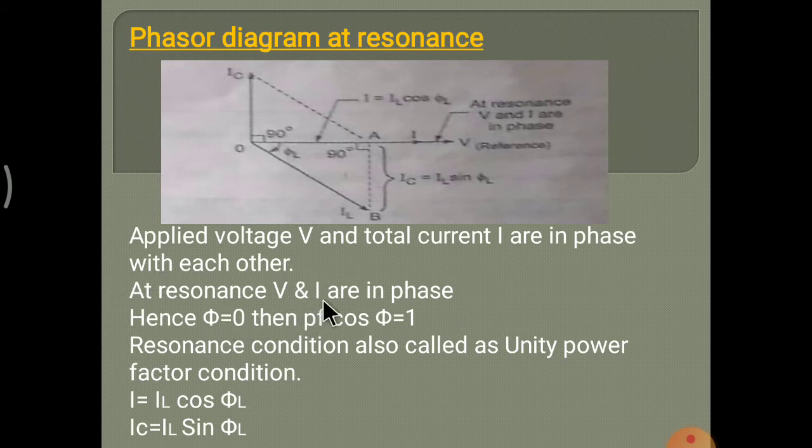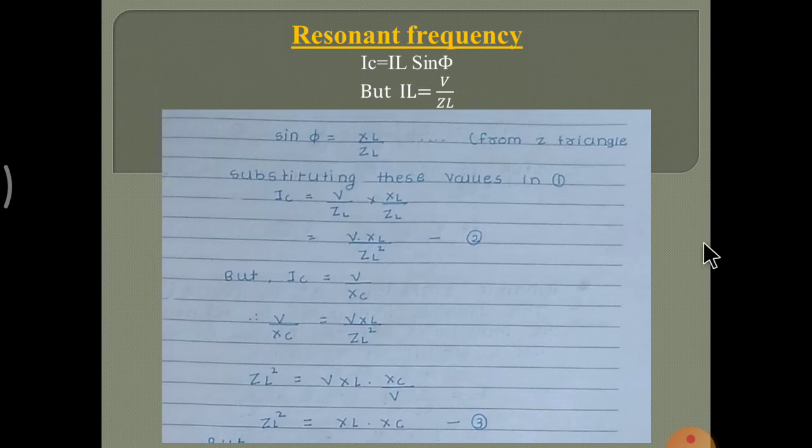At resonance V and I are in phase, hence phi is equal to 0. That means the angle between voltage and current is 0. So power factor cos phi means cos 0 is equal to 1. This is called a unity power factor. The resonance condition is also called the unity power factor condition. So I is equal to IL cos phi L and IC is equal to IL sin phi L. This is the phasor diagram at resonance. Next, resonance frequency.